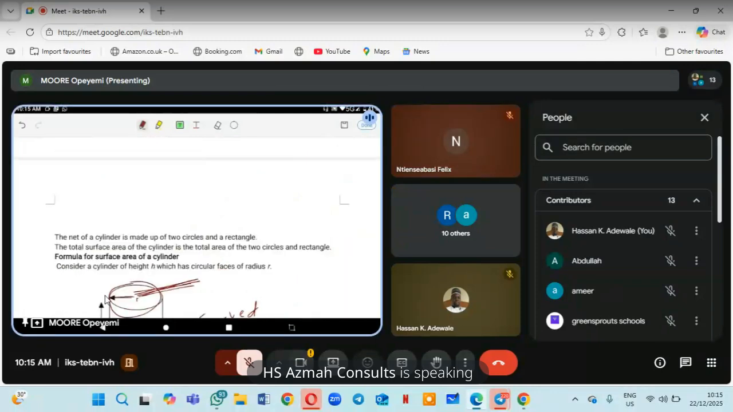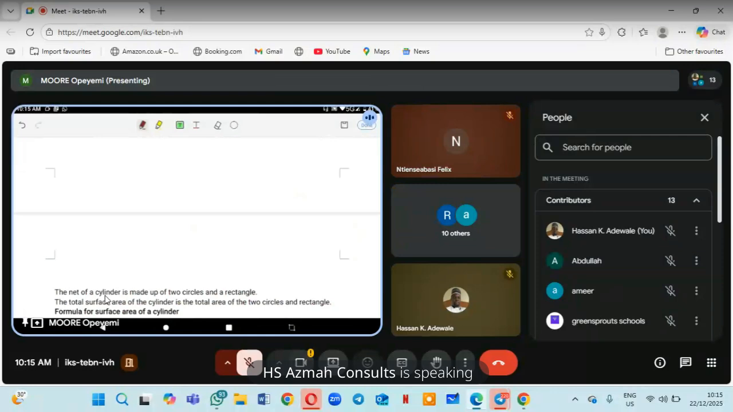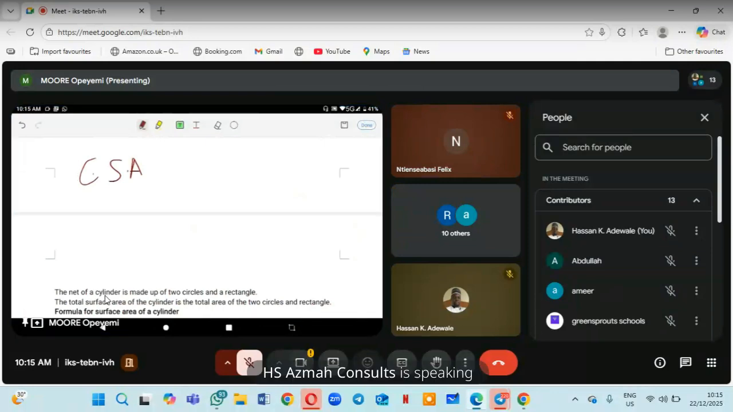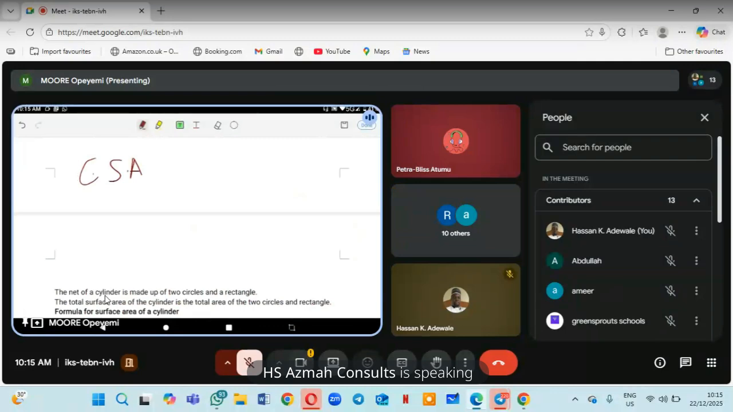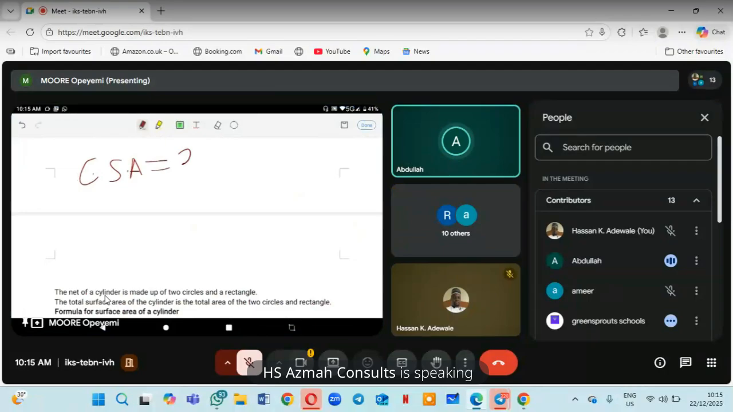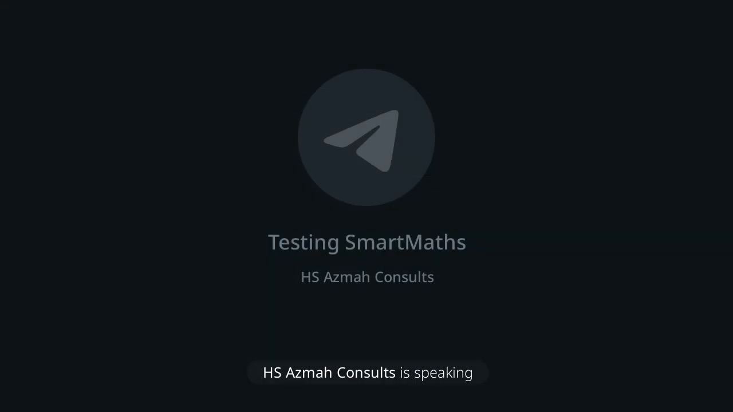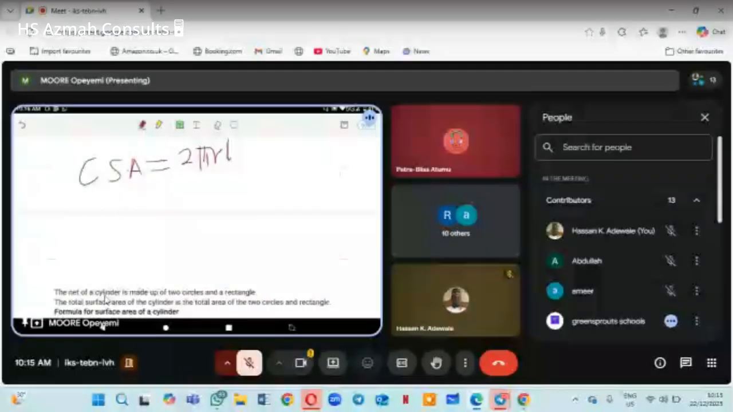Now, what is the formula to calculate the curved surface area of a cylinder? Curved surface area of a cylinder, I shorten it to CSA of cylinder. Curved surface area, anybody? You see what I have here? Curved surface area of a cylinder is what? 2πrh.